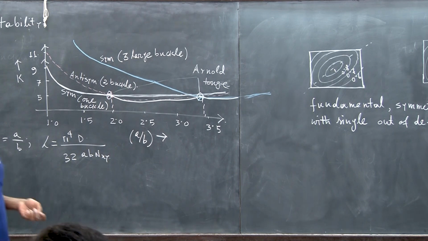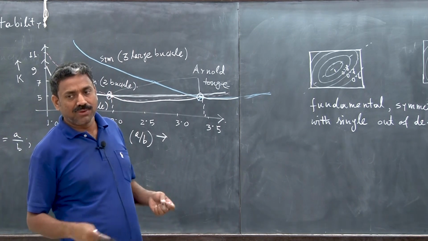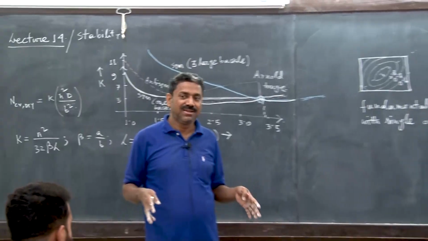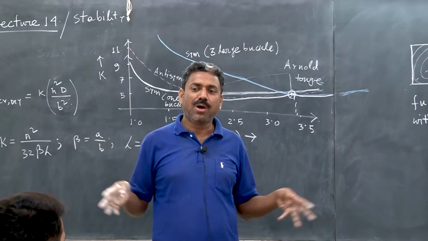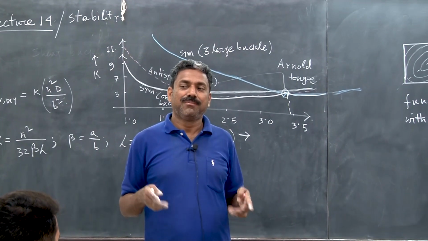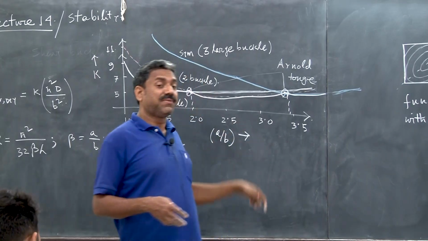So you understand the qualitative similarity between the uniaxial buckling and the shear buckling, right? There is a qualitative match, but yes, the behaviors are different.